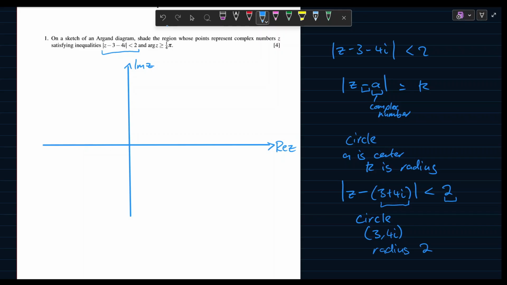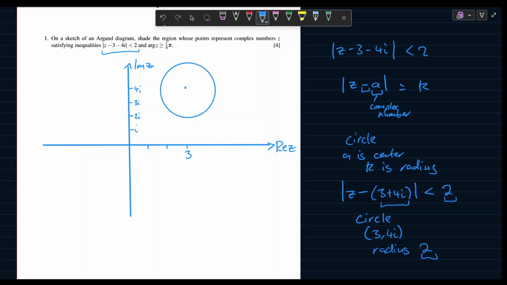So it's 3 units in the real axis, so 1, 2, and 3. And then 4 units in the imaginary axis, so i, that's 2i, then 3i, so 4i should be here. So the center of our circle is going to be somewhere here. And we know that our circle has a radius of 2. So let's draw our circle.